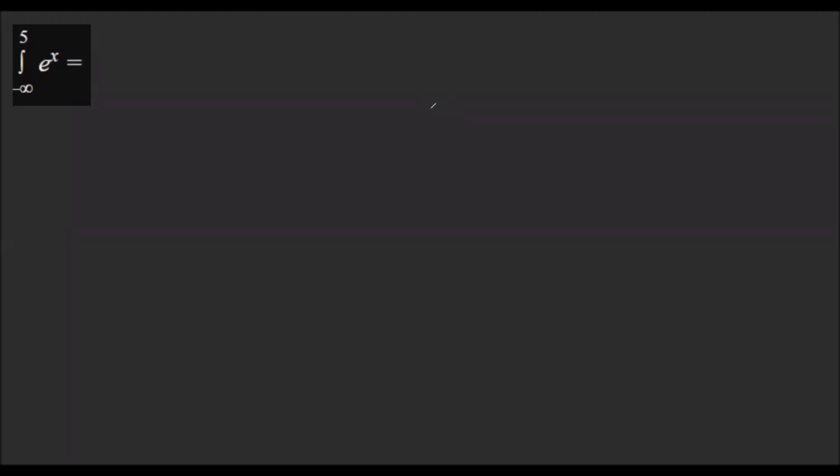Okay, this is practice problem 2. We're told to find the integral from negative infinity to 5 of e to the power of x. Hopefully you'll be able to identify this as an improper integral. And yes, the same process that applies to positive infinity applies to negative infinity. And so we can say that this is equal to the limit as n approaches negative infinity of the integral from n to 5 of e to the power of x.